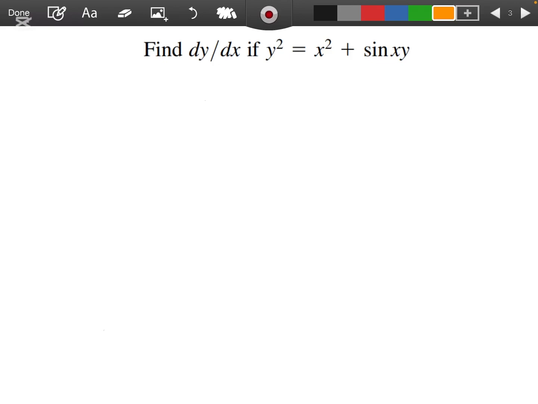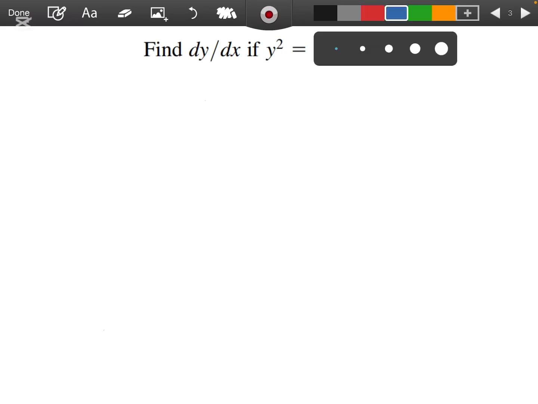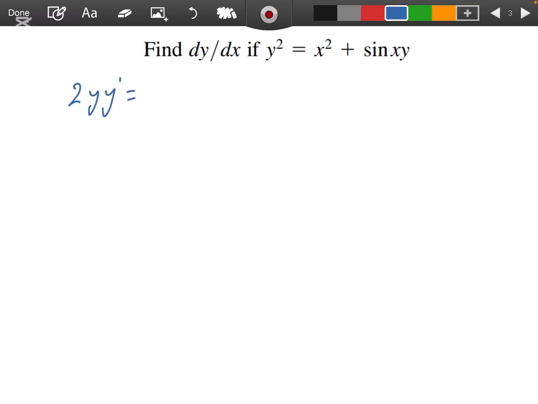The last question is deriving both sides. It results in 2y y prime is equal, the derivative of the right hand side is 2x plus, the derivative of sine is cosine times, by the chain rule, the derivative of the one inside.